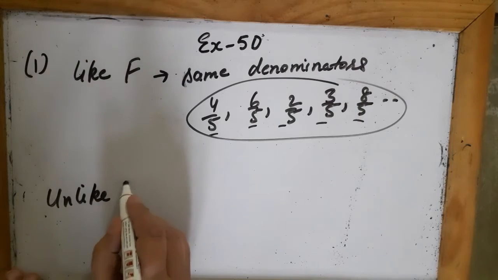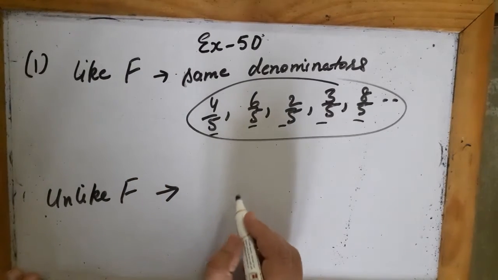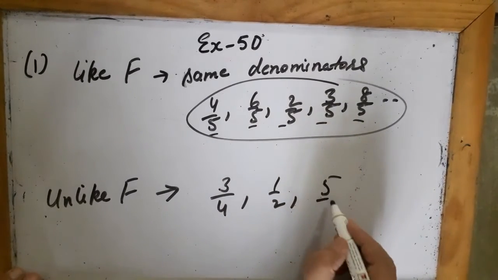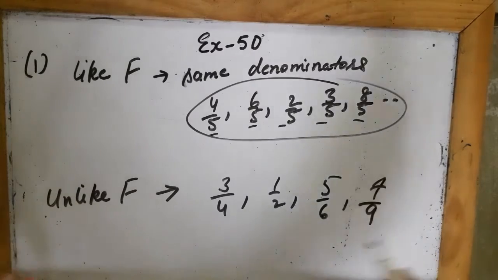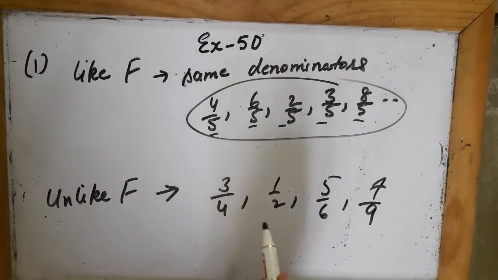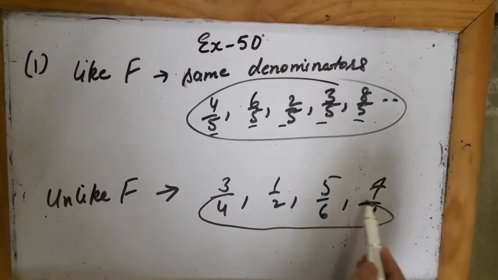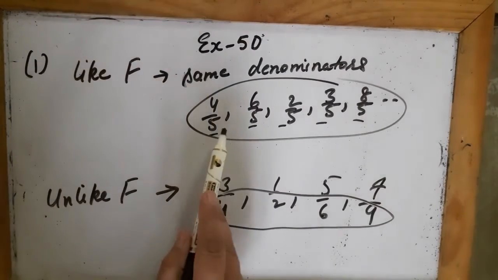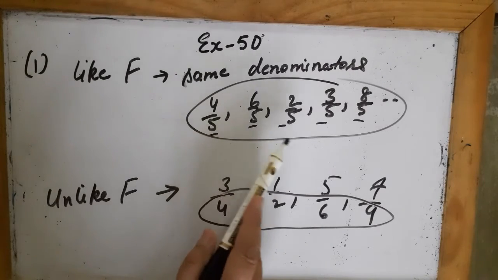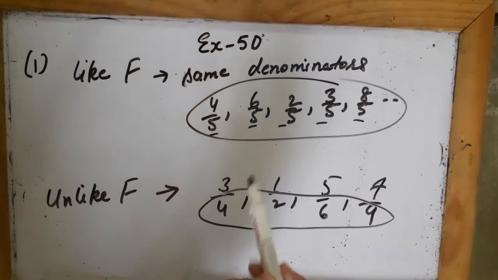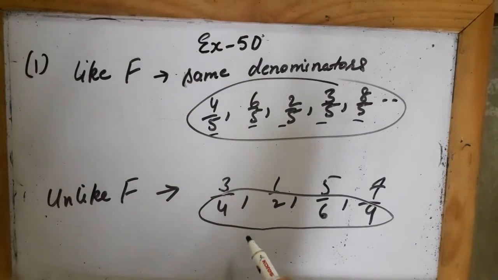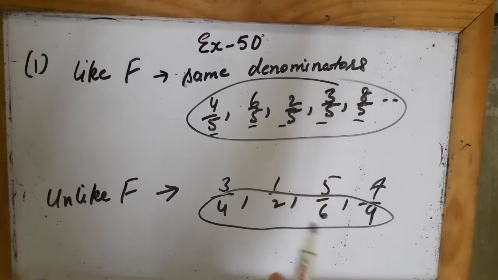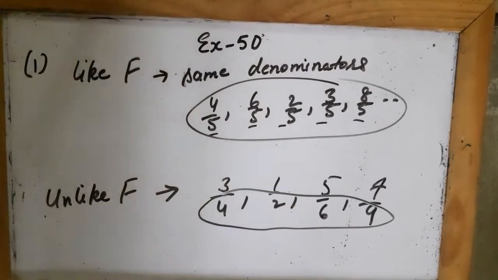Now look at the unlike fractions. What are unlike fractions? Suppose I write 3 by 4, 1 by 2, 5 by 6, 7 by 9. All these are unlike fractions. Why they are unlike fractions? Because their denominators are not the same. So the fractions which have the same denominator, they are called like fractions, and the fractions which have different denominators, they are called unlike fractions.